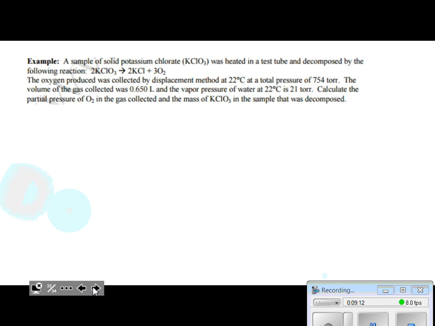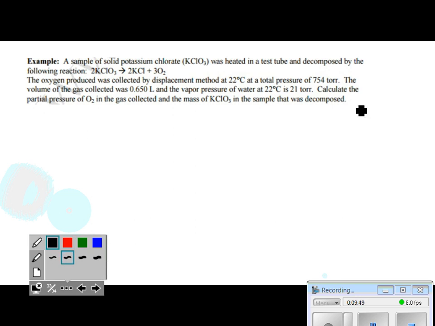So if we look at this problem, you have a sample of solid potassium chlorate that gets heated in a test tube, and then it's decomposed over a Bunsen burner by the following reaction. So the potassium chlorate decomposes into potassium chloride and oxygen gas. So the oxygen that is produced in this reaction is going to be collected by the displacement method at a temperature of 22 degrees Celsius and a total pressure of 754 torr.